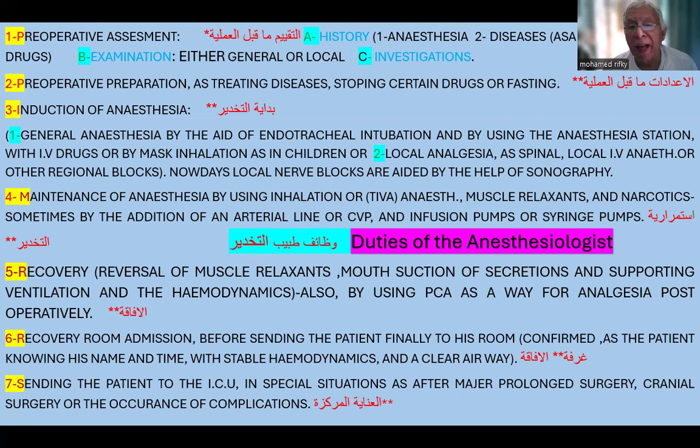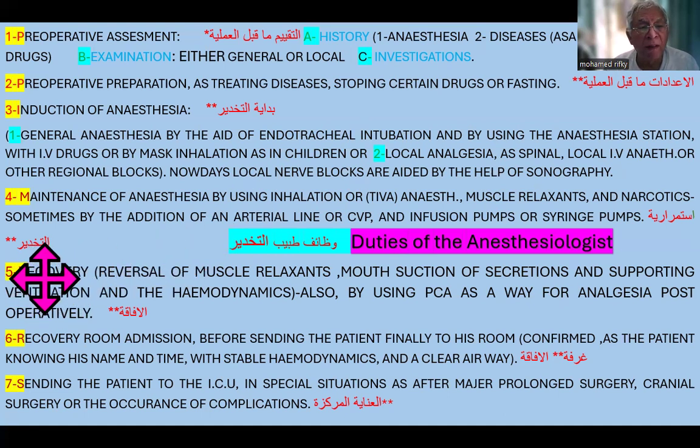Maintenance of anesthesia is by using inhalation, most probably, or total intravenous anesthesia. All the way we use intravenous drugs, especially propofol, meanwhile aided by muscle relaxants and narcotics. Sometimes we can supplement the procedure by CVP or arterial line. CVP is the central venous pressure cannulation. We will tell you a hint about it later on. And we can use infusion pumps or syringe pumps.